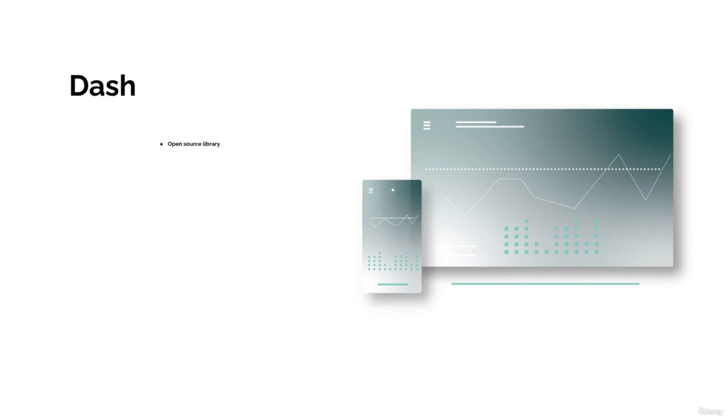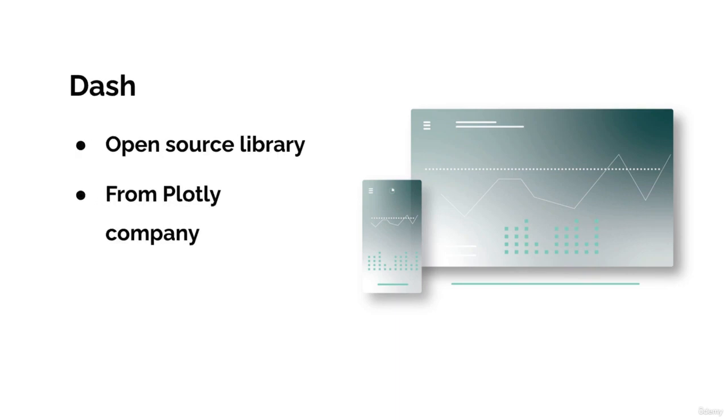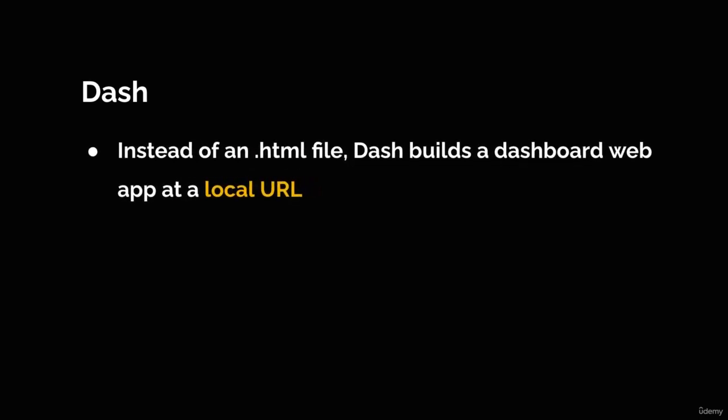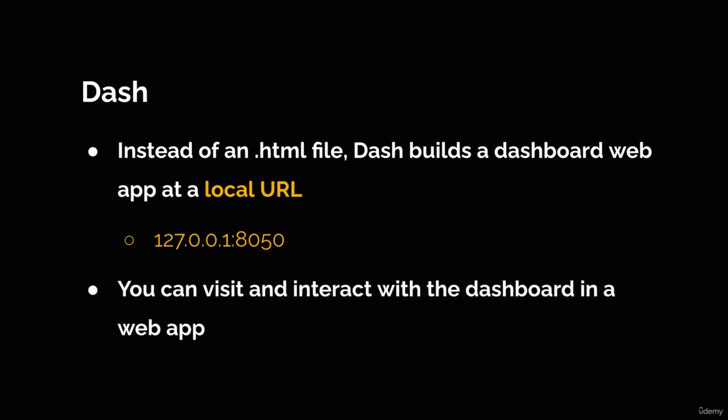All right, so let's talk about Dash, also an open source library, actually built by the Plotly company, and it allows you to build a full dashboard, which will allow you to create this data visualization experience where you can present your projects or you can analyze your data right there on the web. So you can build web apps really quickly with Dash, because instead of creating an HTML file like Plotly alone, Dash will actually build a dashboard web app. So you're building a website at a local URL, specifically 127.0.0.1 at port 8050. And you can visit and interact with the dashboard online as a web app. And it's quite fast and convenient to do so with Dash. So you can really quickly get your projects up and running on the web.